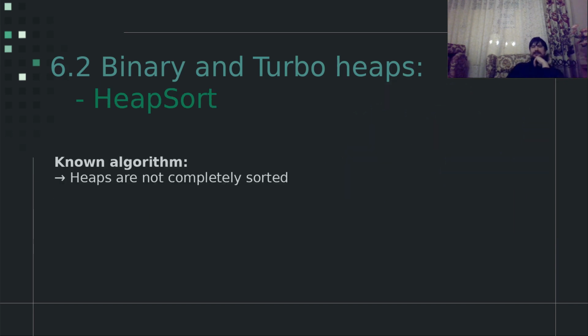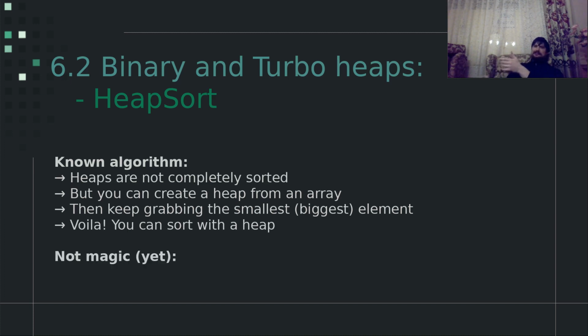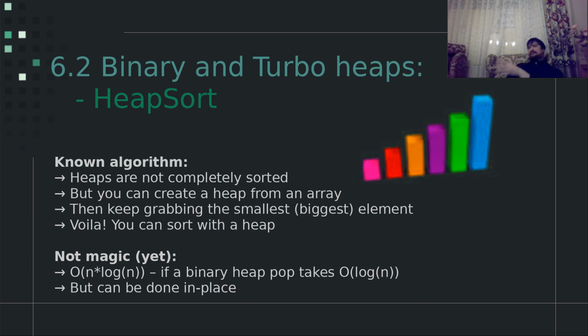It's also worth mentioning heap sort, which is also a known algorithm. Heaps are not completely sorted as I told, but you can create a heap from an array in linear time, then keep grabbing from it the minimum or maximum element depending on what kind of heap you are doing, and voila, you have sorted using a heap. This is not magic because sorting happens in big O n log n time, like merge sort and all kinds of other sorts. Of course, it can be done in place. Actually, we sometimes don't do it in place. That's how it is.